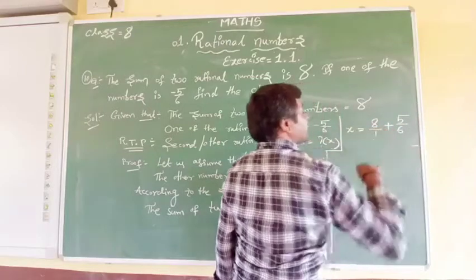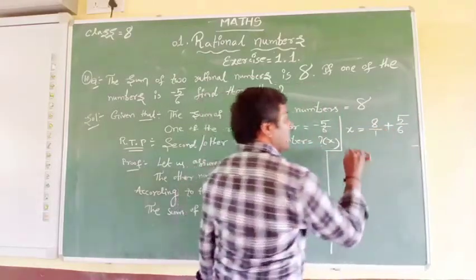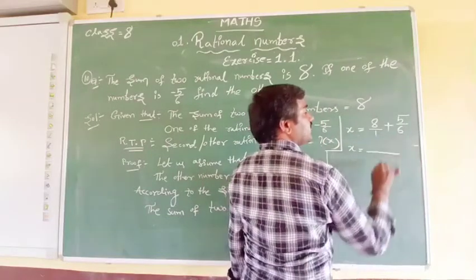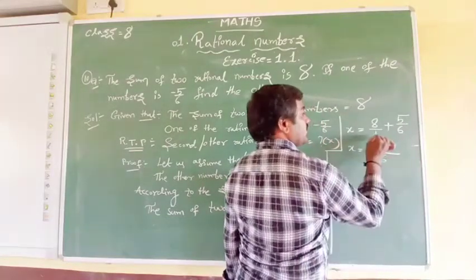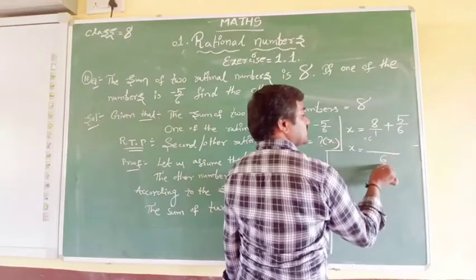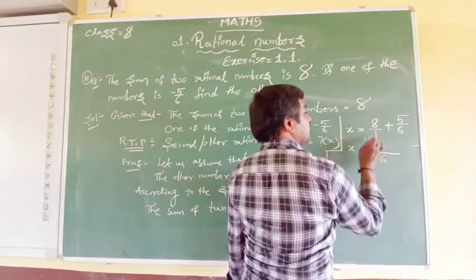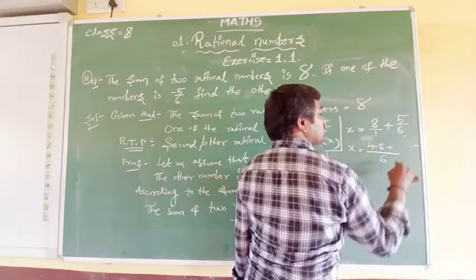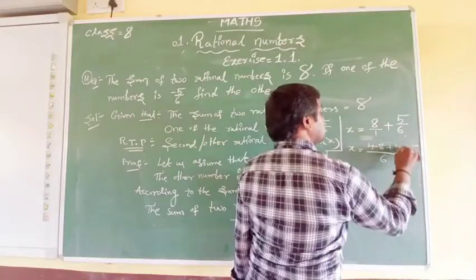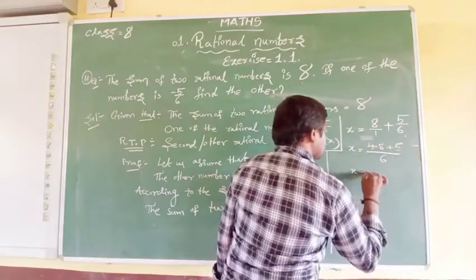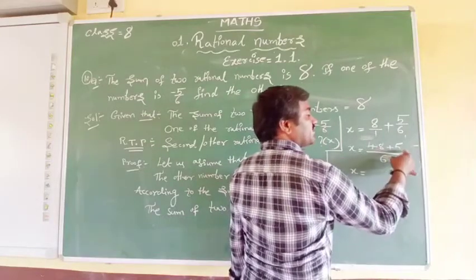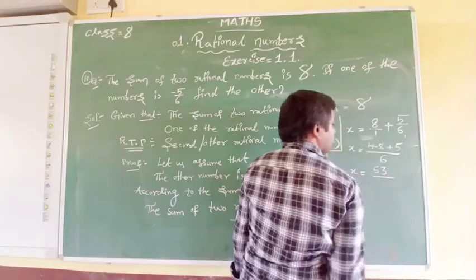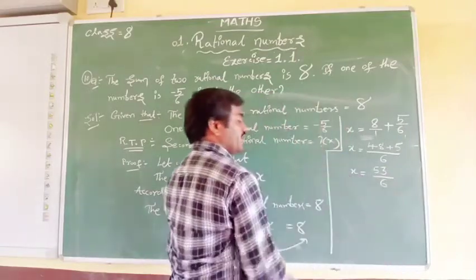This 8 we can write as 8 by 1. Hence, x equals, here you take the LCM, you get the LCM as 6. Then 1 into 6 is 6. 6 eights are 48. 6 ones are 6, 1 into 5 is 5. Hence, x equals 48 plus 5, that is 53 by 6.